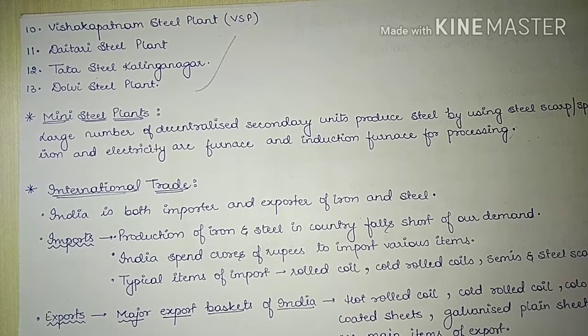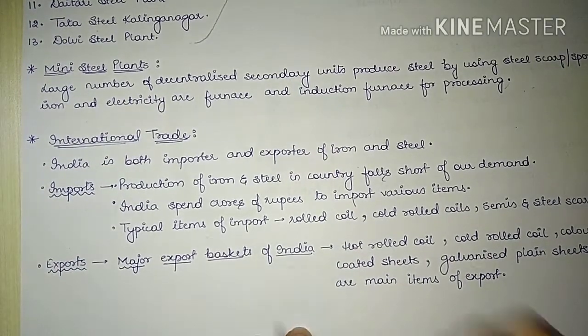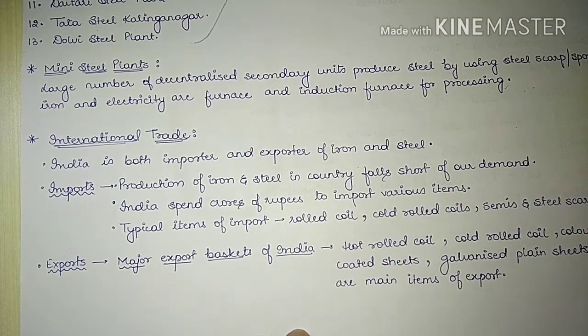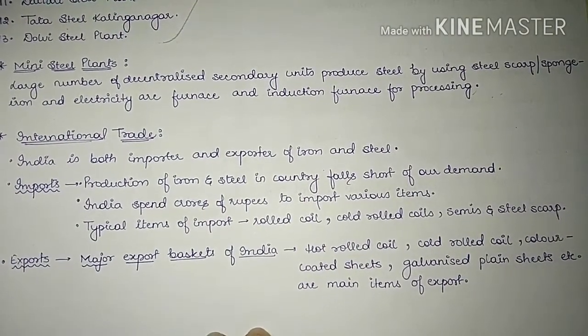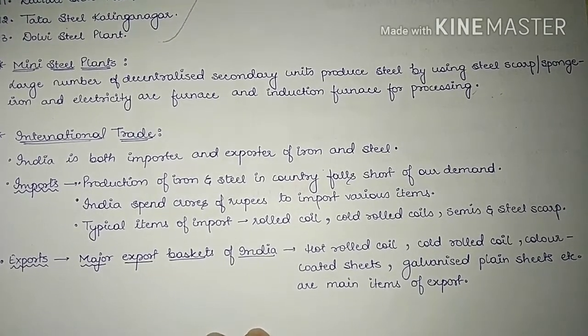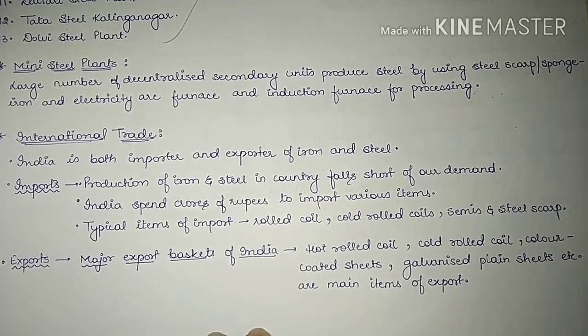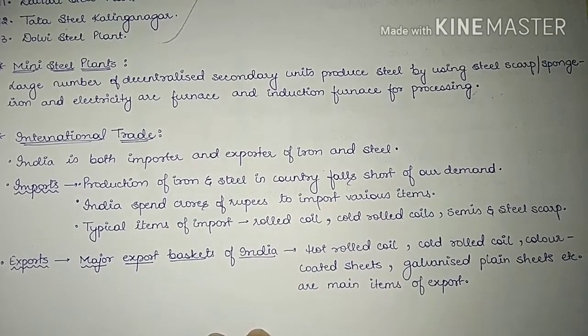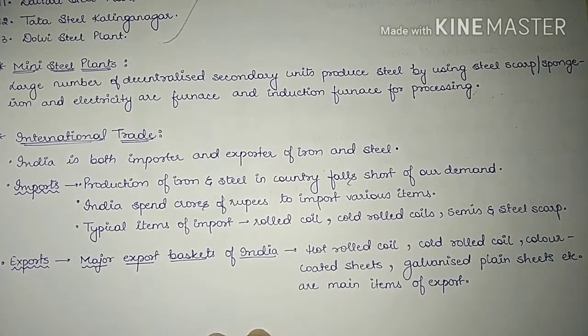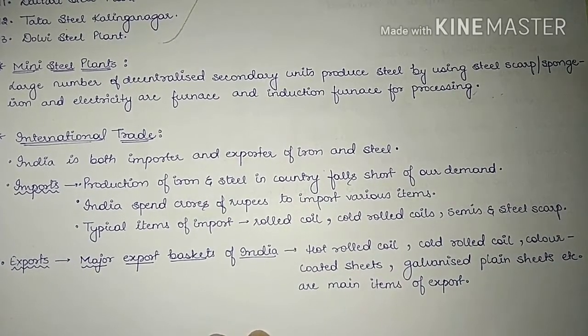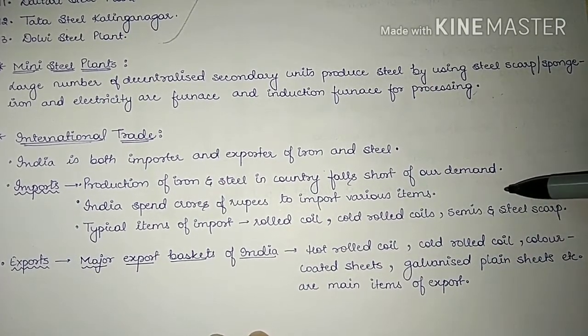Now if we talk about international trade, we will see that India is both importer as well as exporter of iron and steel. First, talking about imports, we will see that production of iron and steel in the country falls short of our demand. India has to spend crores of rupees to import various iron and steel items. Typical items which are imported are rolled coils, cold rolled coils, and semis and steel scraps.